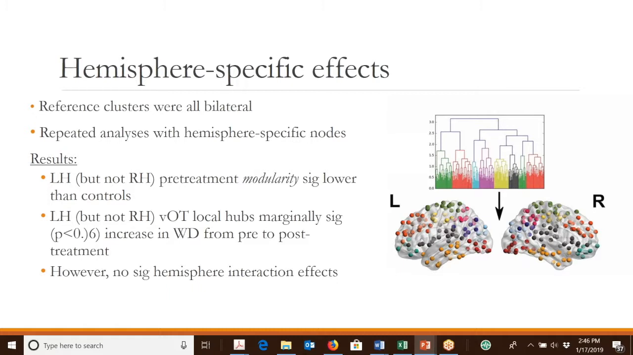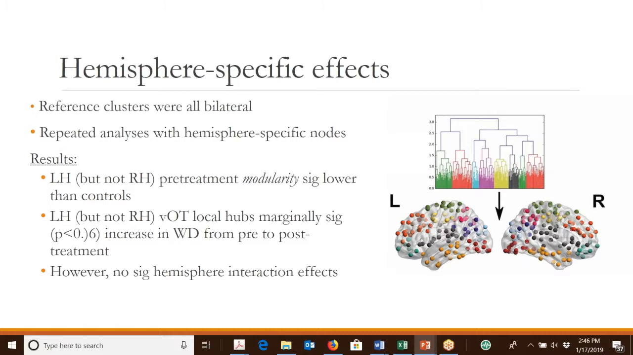There's less local integration, segregation into modules in the left hemisphere for the patients versus the controls in the left hemisphere, but not in the right hemisphere. So that's one difference compared to the whole brain analysis.